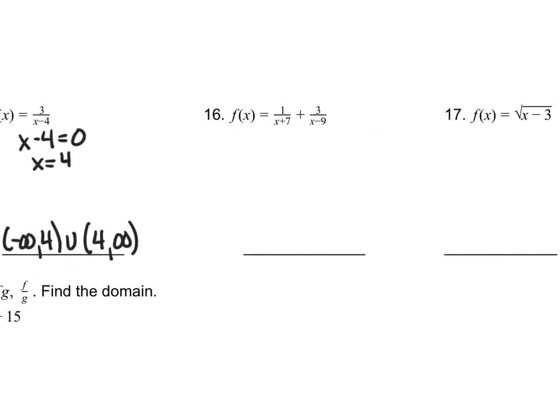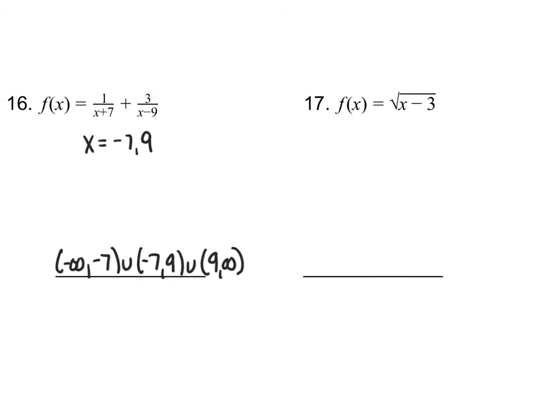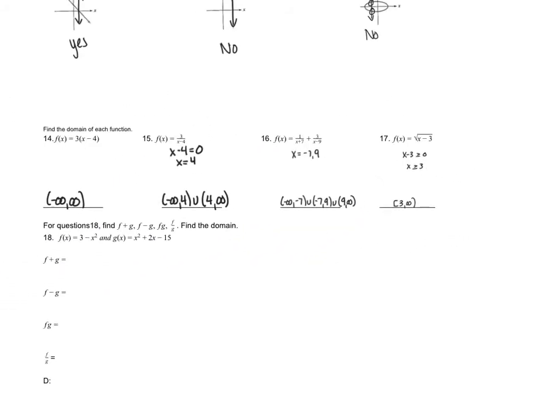For the next one, 16, we're just going to set both of those equal to 0 and solve. So -infinity to the lower number, the two numbers together, and the bigger number to +infinity. For the radical, we're going to set what's underneath of the radical greater than or equal to 0. We're going to solve this because x has to be greater than or equal to 3. It's going to start at 3 and go higher. Remember, we cannot have a negative under the radical.